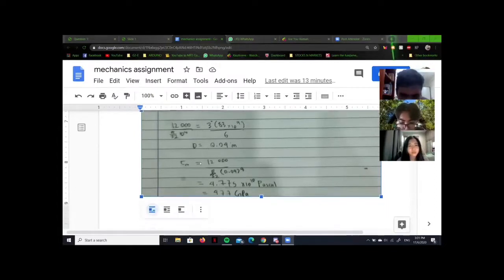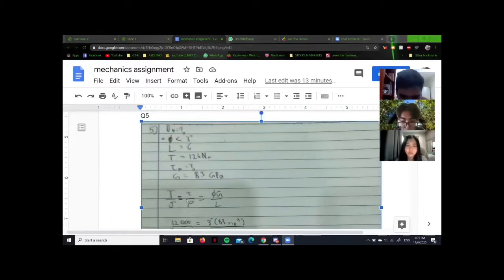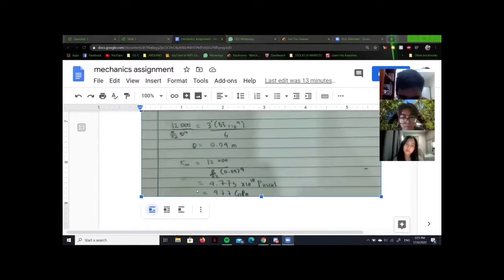When we plug the value into the next consecutive formula, which is this part, we can get the maximum shear, which is 4.775 times 10 to the power of 10 pascals, or we can write it as 47.7 gigapascals.